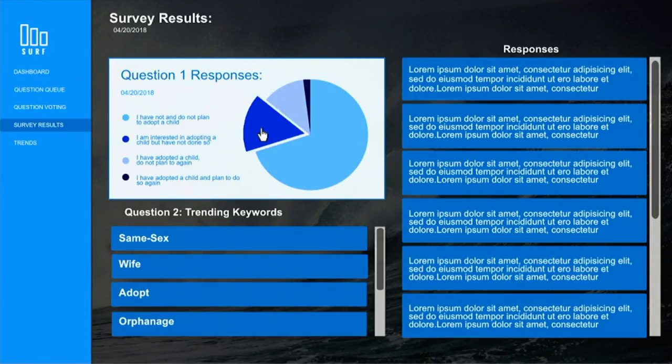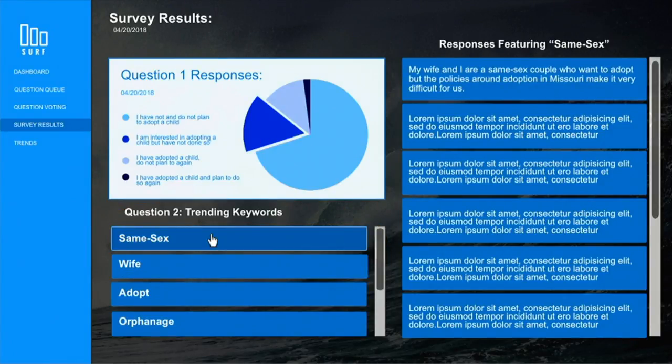Looking through the keywords, she sees same-sex, and she wonders what that has to do with the situation. Clicking on that, she can then further filter the responses on the left side of the screen to ones where the users both indicated that they are interested in adoption but hadn't done so, and whose responses included something about the topic of same-sex. She then sees through looking at these answers that a lot of same-sex couples appear to be having trouble adopting children.